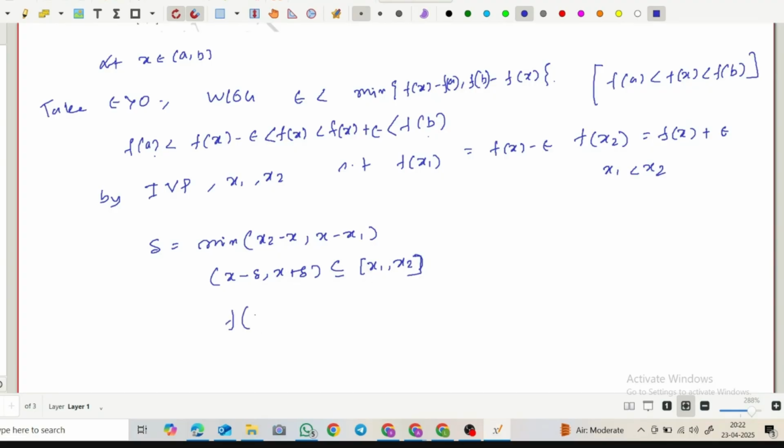You apply f. See, f will send intervals to intervals because f follows IVP, right? You have f of x1 comma x2, that is a subset of fx minus epsilon comma fx plus epsilon. Okay, there is your continuity.